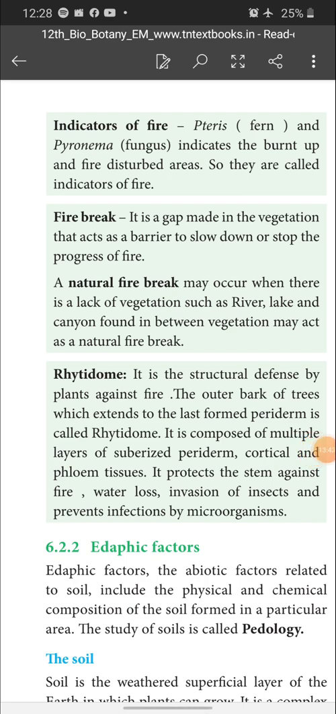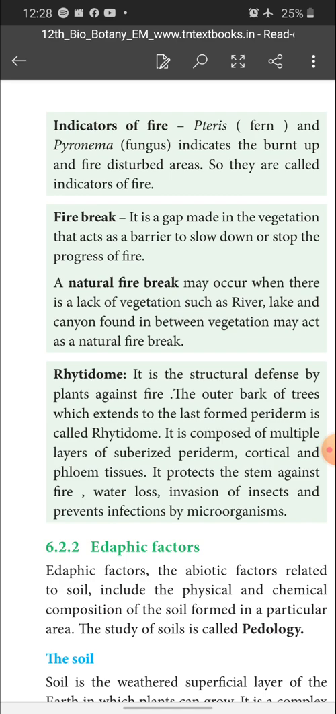Next, indicators of fire. Teres is a fern and pyronema is a fungus; they indicate burnt and fire-disturbed areas, so they are called the indicators of fire. Next, fire break. It is a gap made in the vegetation that acts as a barrier to slow down or stop the progress of fire. This is called what? Fire break.